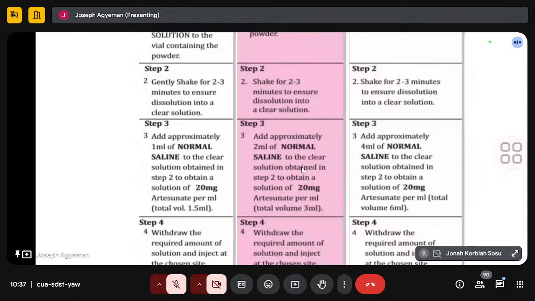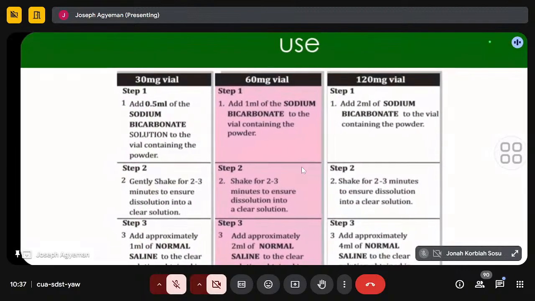And this is what is recommended for IM because we want to reduce the volume. We can't give huge volumes. Same as we did earlier.